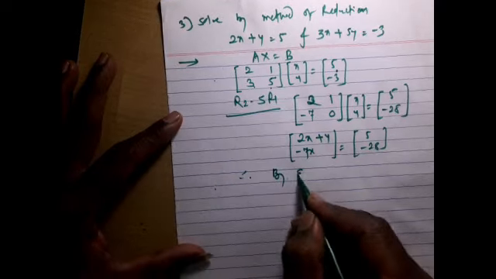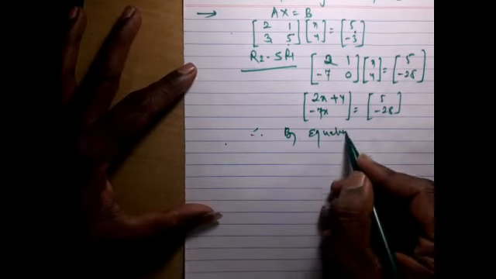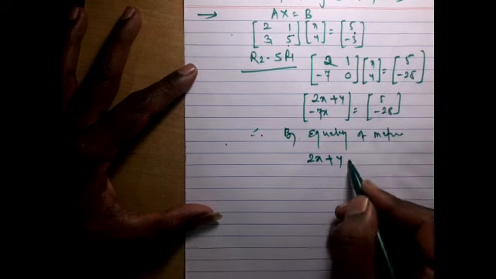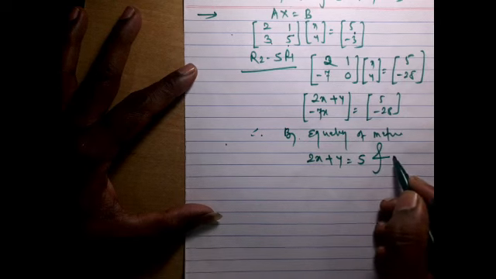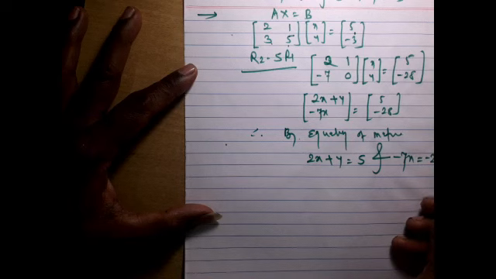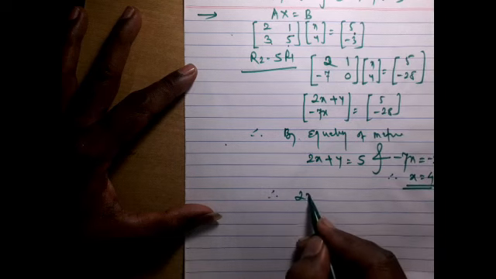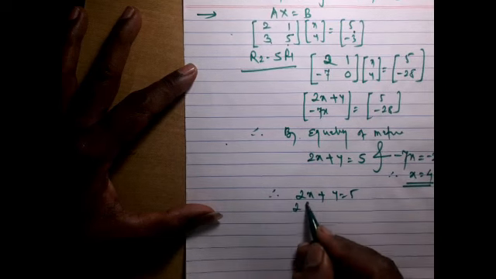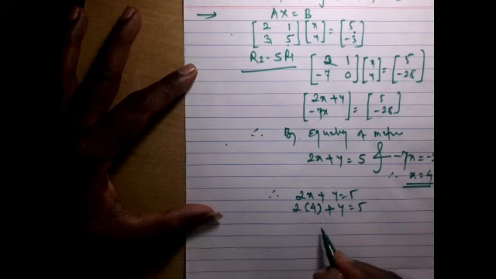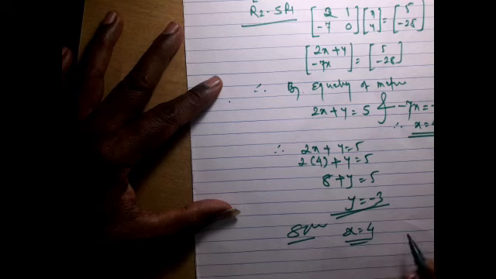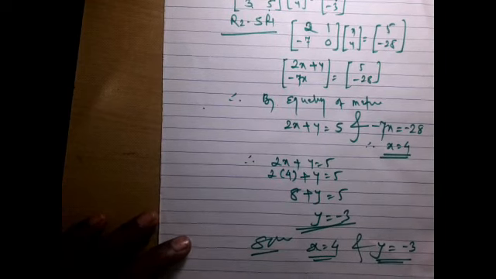Therefore, by equality of matrices, 2x plus y is equal to 5 and minus 7x is equal to minus 28. Therefore x is equal to 4. Therefore 2x plus y is equal to 5 becomes 2 into 4 plus y is 5, 8 plus y is 5 and y is equal to minus 3. So the solution is x is equal to 4 and y is equal to minus 3. This is a method of reduction.